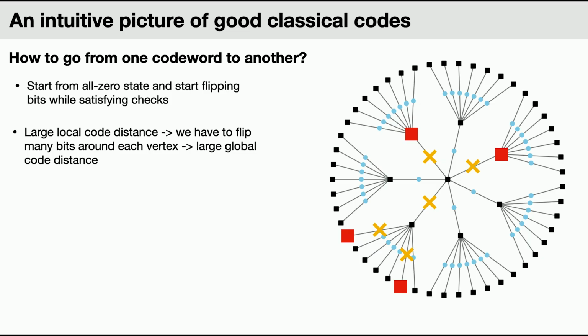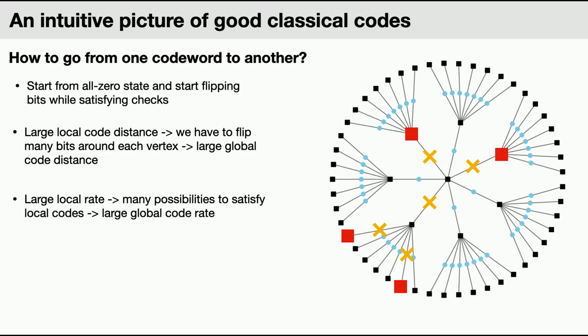So now, where does the large local code distance come from? Well, if you have a large local code distance, we have to flip many bits around each vertex, which means globally, you'll also end up needing to flip many bits to become happy. So this large local code distance can translate to a large global code distance.